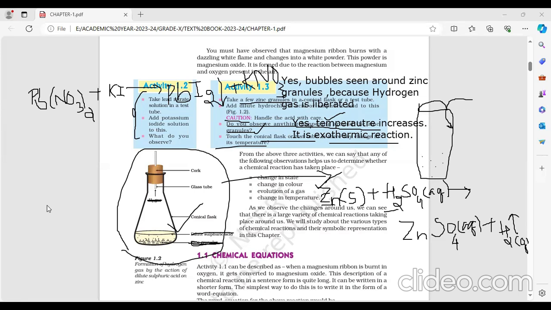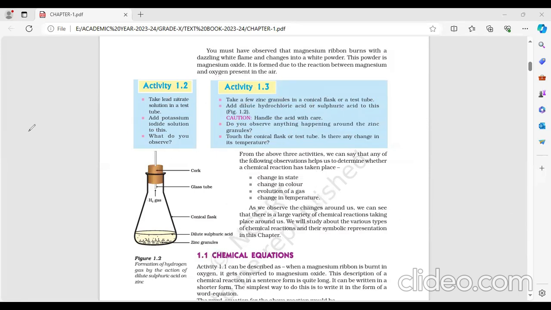Okay, fine. Now, let us study. Let us see here. From the above three activities, 1.1, 1.2, 1.3, we can say that any of the following observations help us to determine whether a chemical reaction has taken place. So in the previous three activities, what is he saying? That you might have observed a change in any of these four. Change in state.